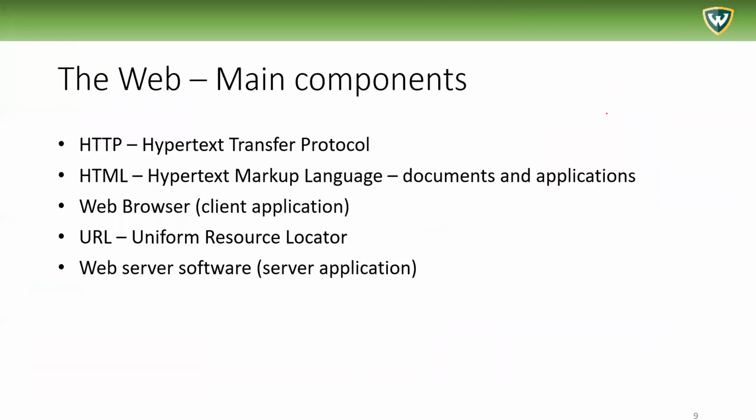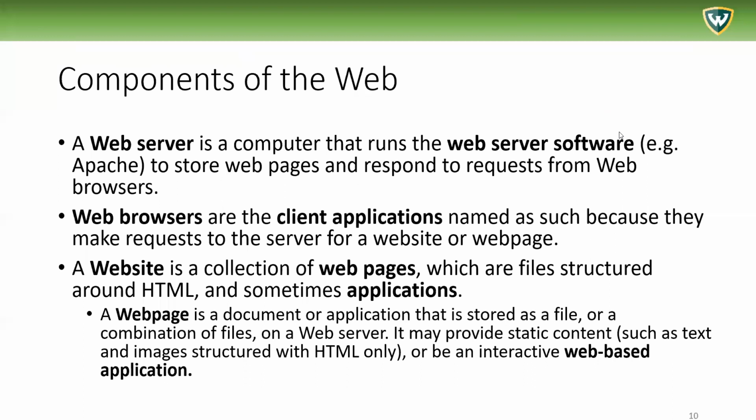So let's talk about some of these main components a little bit more deeply. The HTTP protocol, the HTML, the web browser, the URL, and the web server software or the server application to host web documents. So, components of the web. A web server is a computer that runs the web server software. An example is Apache, to store web pages and respond to requests from web browsers. We already have this installed for us in our server. We already took care of that.